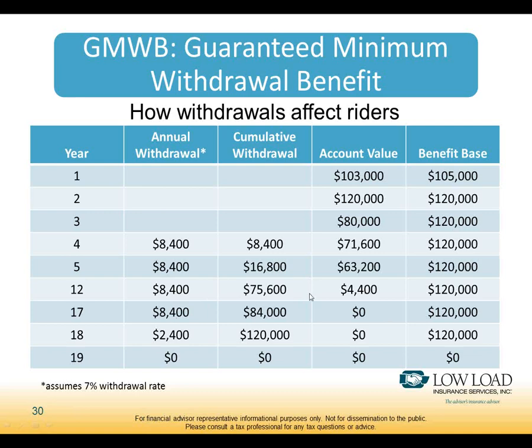Now Sam still, even though he only got $4,400 of his account value, still gets to withdraw the $8,400 out of the annuity, and he gets to withdraw that until his cumulative withdrawals equal $120,000. At that point, with the guaranteed minimum withdrawal benefit, that's when the annuity ends. So in our example, yeah, it was better than if he didn't have any rider on the annuity, because he only would have got $80,000 out of the annuity. At least with this rider, he was able to withdraw $120,000 out of it, but it does not provide lifetime income.